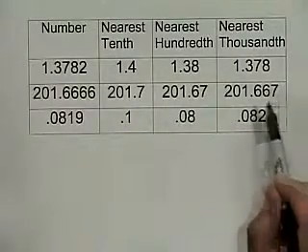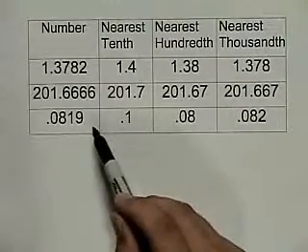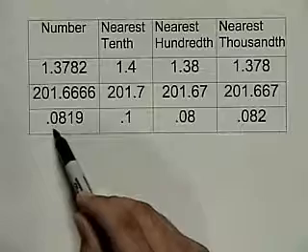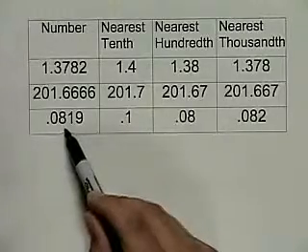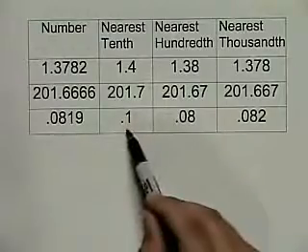The last value we're asked to use is 0.0819, and when asked to round this to the nearest tenth, there's a 0 in the tenths position, and to the right there's an 8, so we need to round up. So 0.08 will round up to become 0.1.